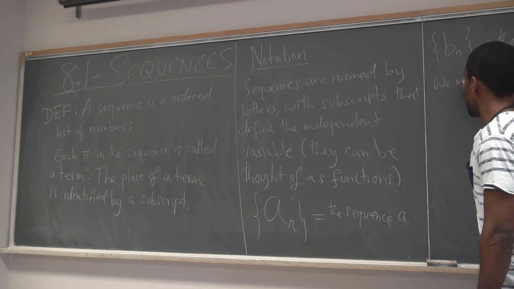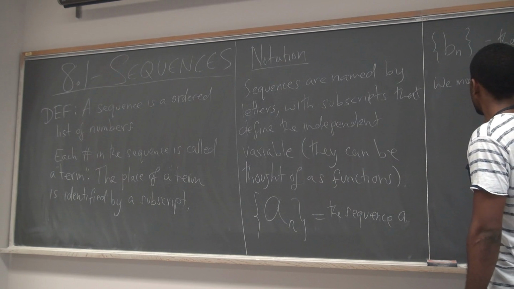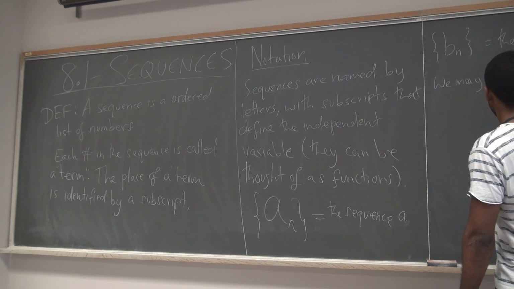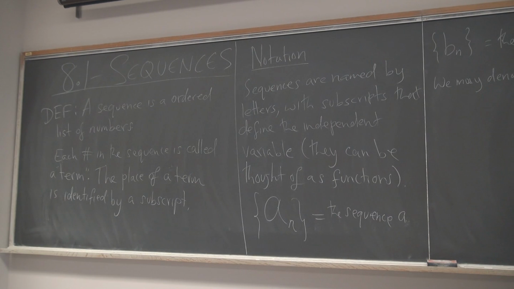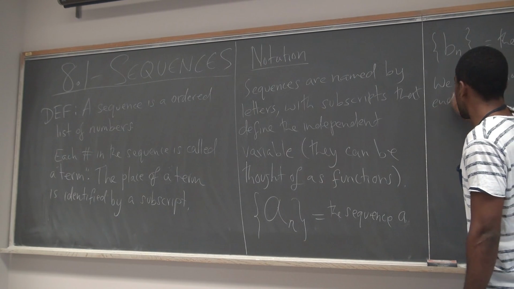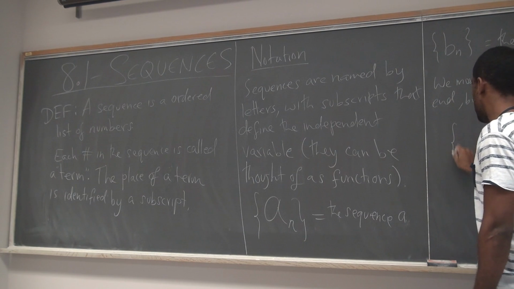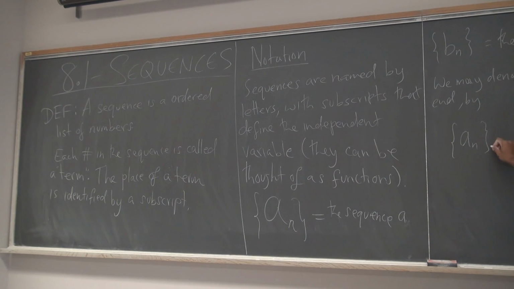We may denote the start and end by, I can say something like here. Here's a sequence a_n, where my n is starting from 1 and it's going up to infinity. This is called an infinite sequence, so an infinite list of numbers. Or I can have a finite one. I can say n goes from 1 up to whatever, 50. This is a finite sequence.